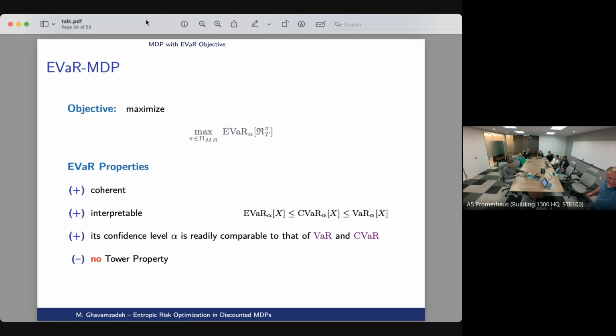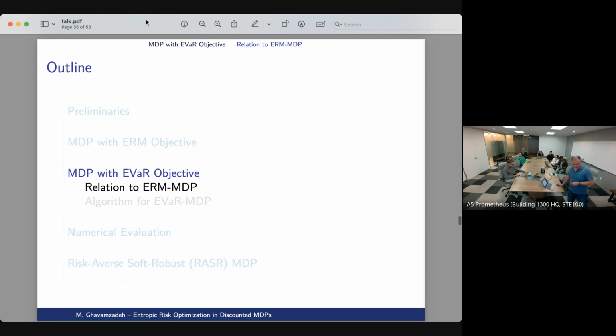I just repeat the properties of EVAR. EVAR is coherent, is interpretable. Why is it interpretable? Because its alpha is related to the alpha of CVAR and VAR, and it's a lower bound for CVAR, but it doesn't have the tower property. So again, because of this, you cannot write the Bellman equations easily. Because when I wrote that simple example, I showed you, you need the Tower property, you need the positive homogeneity. This guy has positive homogeneity, but doesn't have the Tower property.